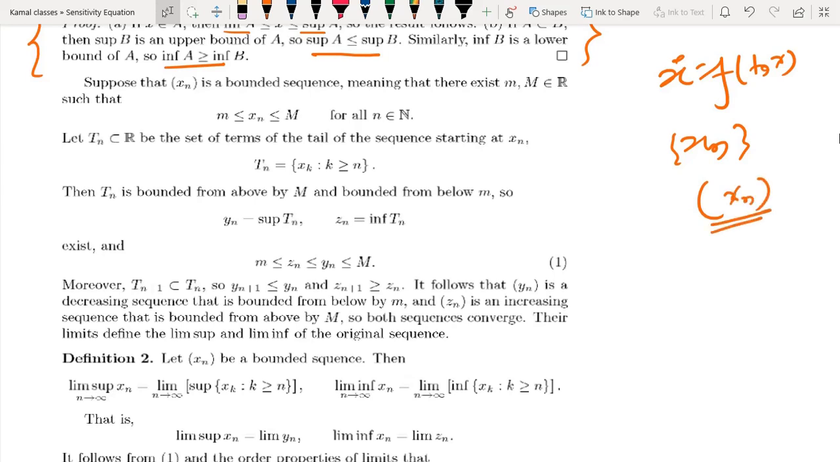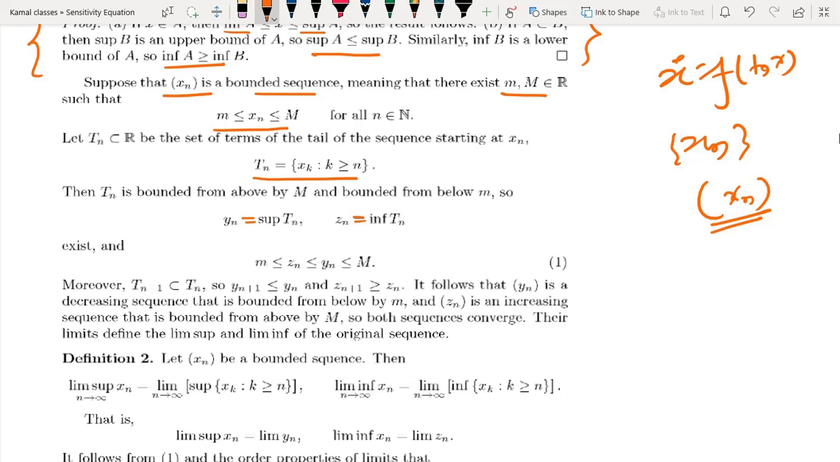Okay, so x_n is a bounded sequence, meaning that there exists an M that belongs to R, a real number, such that this relation is satisfied. That is the meaning of a bounded sequence. I hope that without any difficulty you are able to understand the meaning of a bounded sequence. I have already defined it, and after that they are telling that I can define some sequences. So Y_n is defined as the supremum of the tail of x_n. So I have a sequence, so it might possibly have some supremum, and similarly I have some infimum.